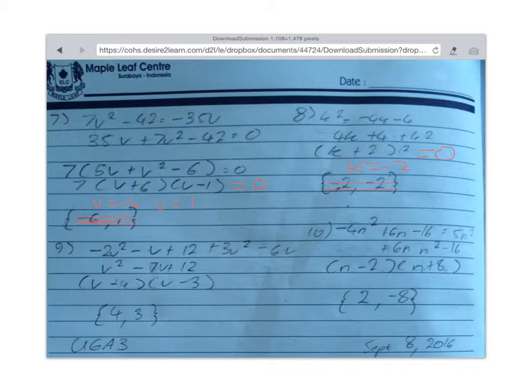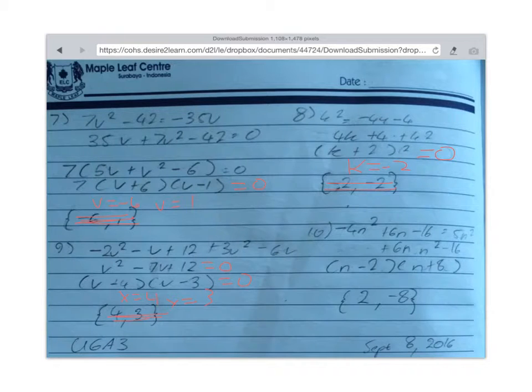All right, so question 9. Again, put your equals 0. You factored it correctly, but put your equals 0 on the end and write it as x equals 4, x equals 3, and forget about this, okay?